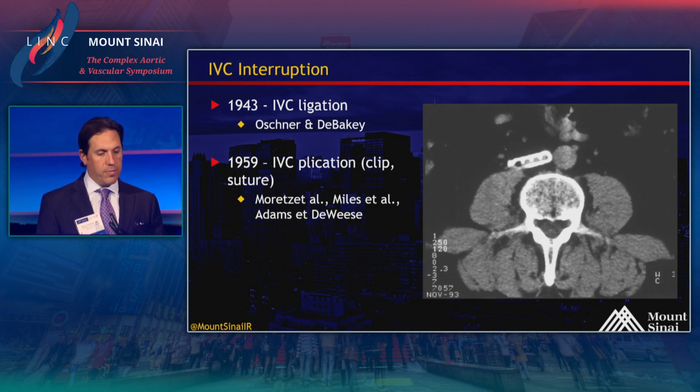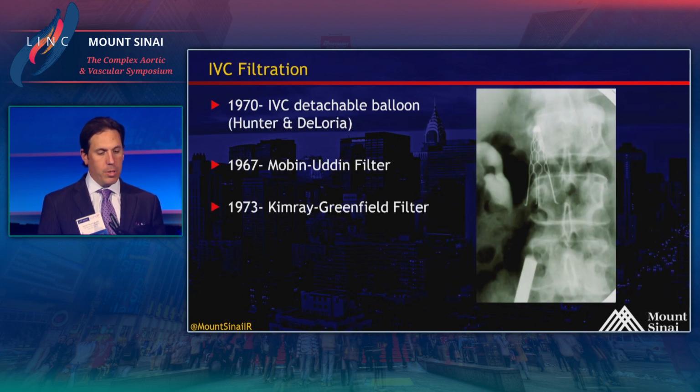Briefly, IVC interruption first occurred in 1943. Dr. Ochsner and Dr. DeBakey, that's the DeWeese clip that you see on the image on the right. That's IVC plication, which was done in 1959. And then obviously we know about the Mobin-Uddin filter, which I've never seen. Has anybody seen one of those? I don't know if the patients are still alive that have them anymore, but I haven't seen them at all.